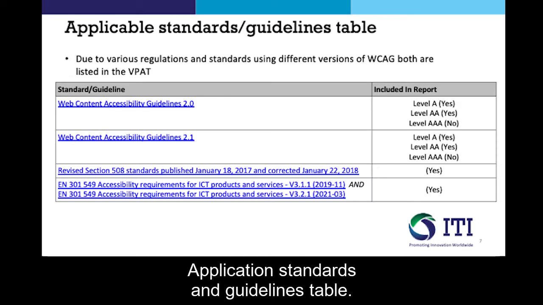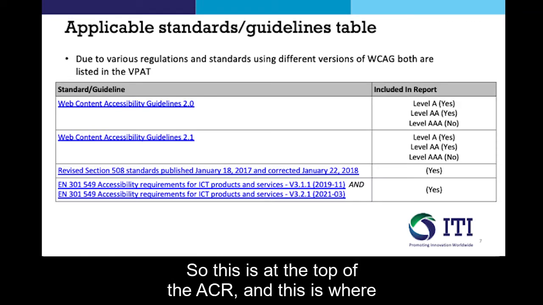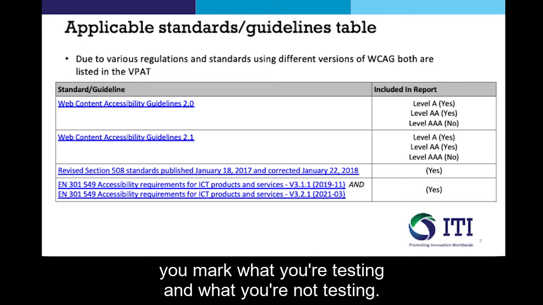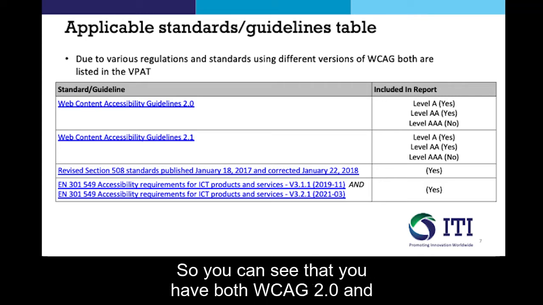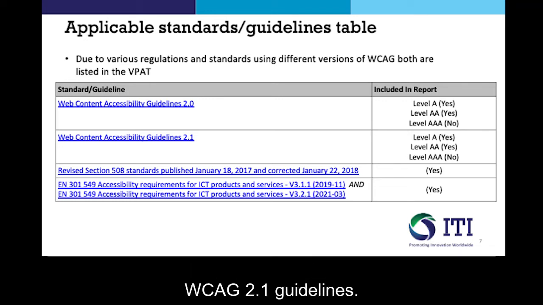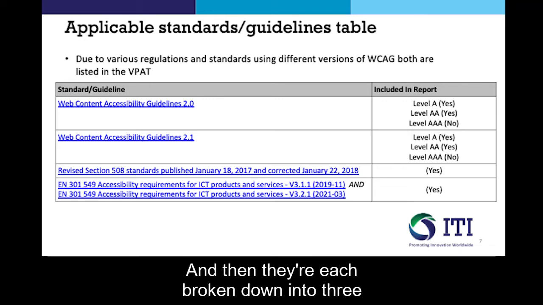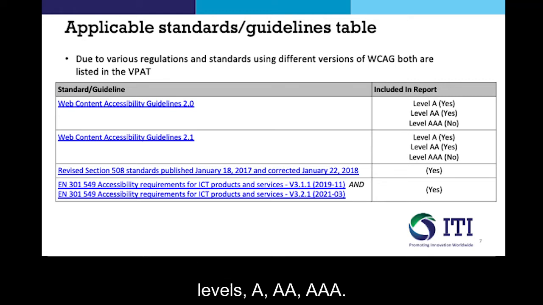Application standards and guidelines tables. So this is at the top of the ACR, and this is where you mark what you're testing and what you're not testing. So you can see that you have both WCAG 2.0 and WCAG 2.1 guidelines, and then they're each broken down into 3 levels, A, AA, AAA.